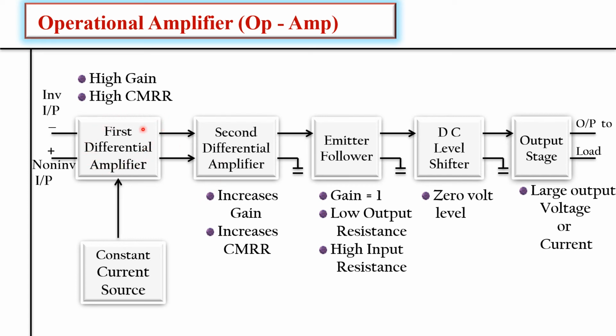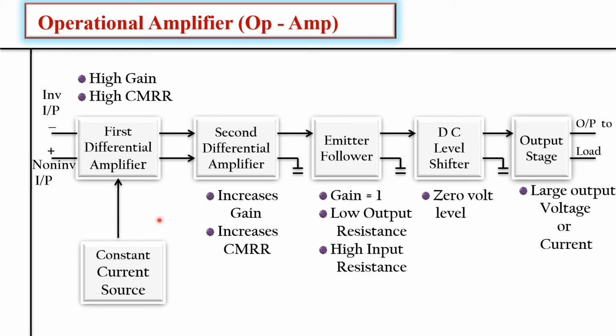The input stage is the differential amplifier with a constant current source. The output of this is double-ended. Okay, so it is called double-ended. That is, it is taken between two collectors, right?